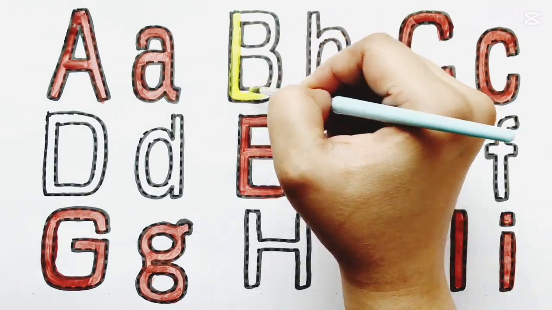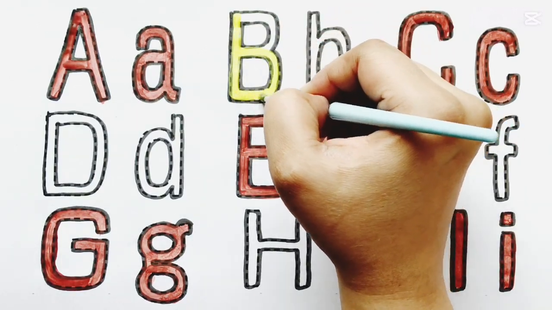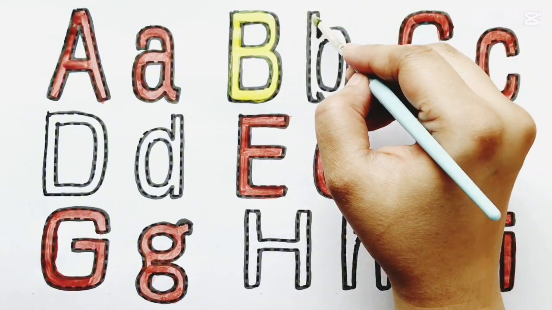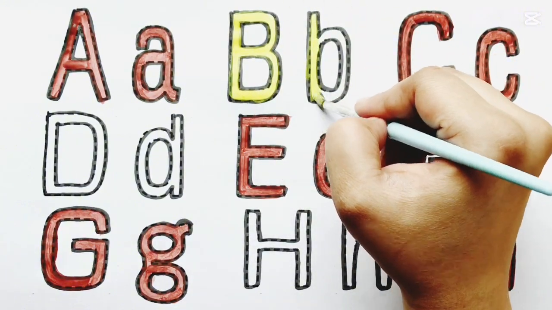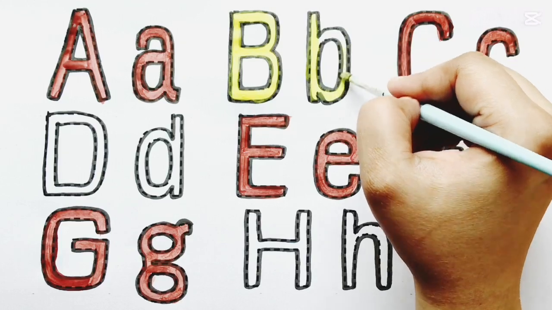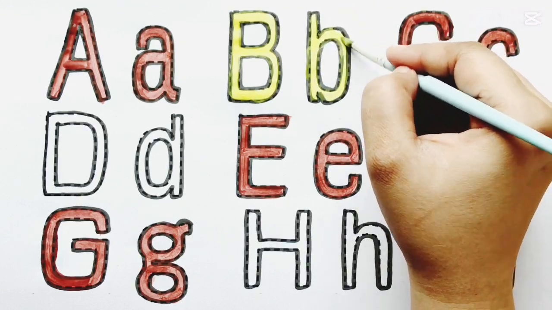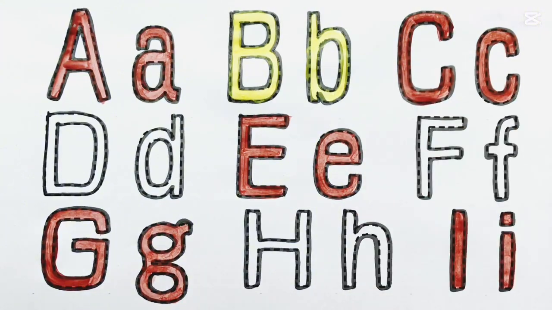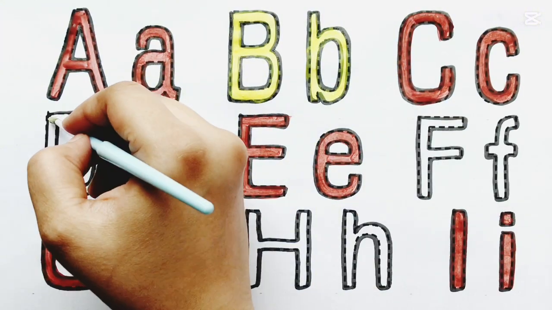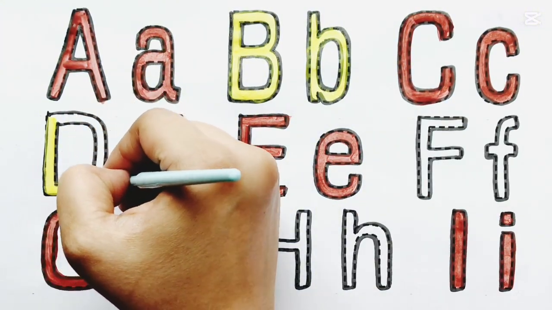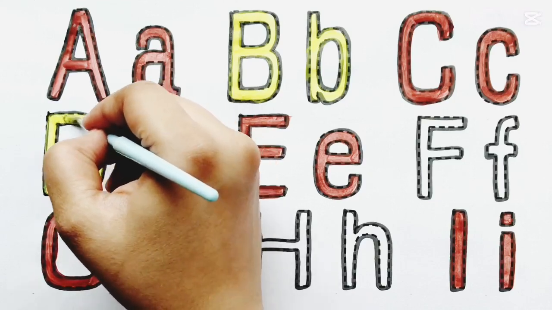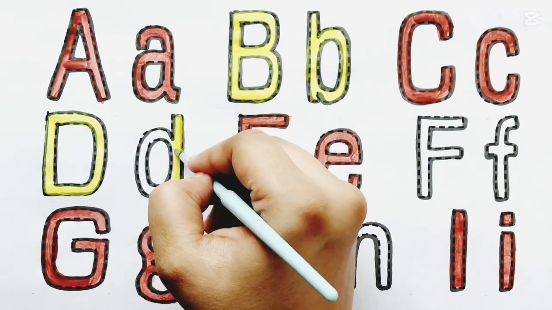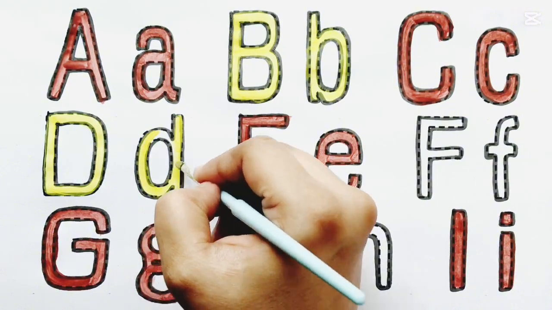Yellow color. B for banana. Small letter B for bat ball. D for duck. Small letter D for dolphin.